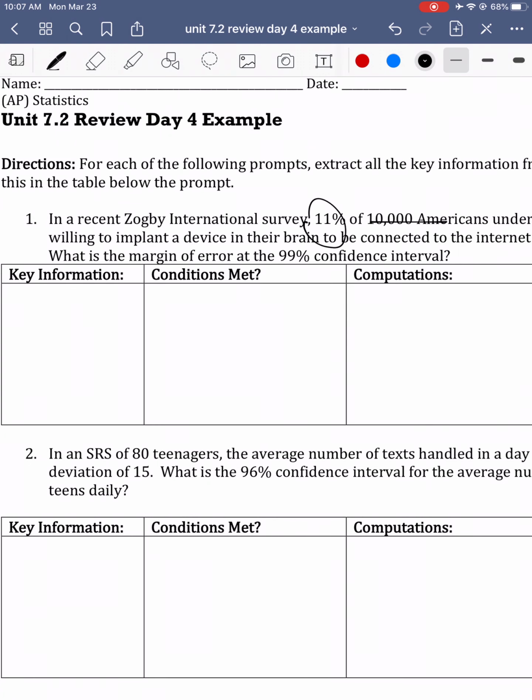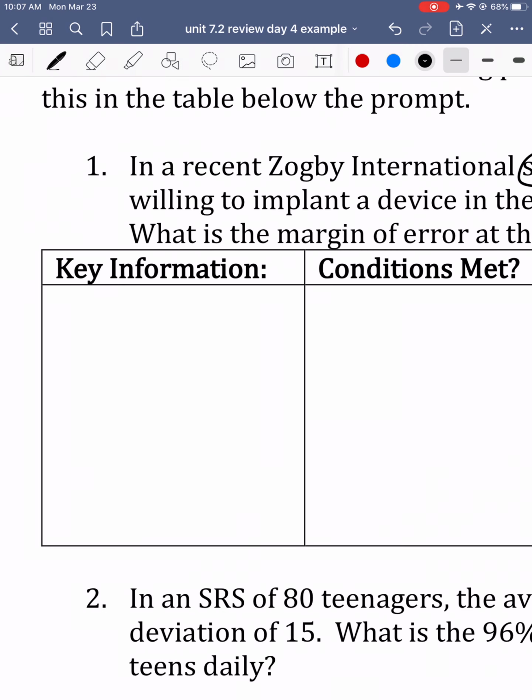Another reason why this is n and not the population: first of all, there are definitely more than 10,000 Americans in the population, but they found this information from a survey. So I know that this is them conducting a sort of sample here. So n is going to be equal to 10,000. And then our p hat is going to be equal to 11%.